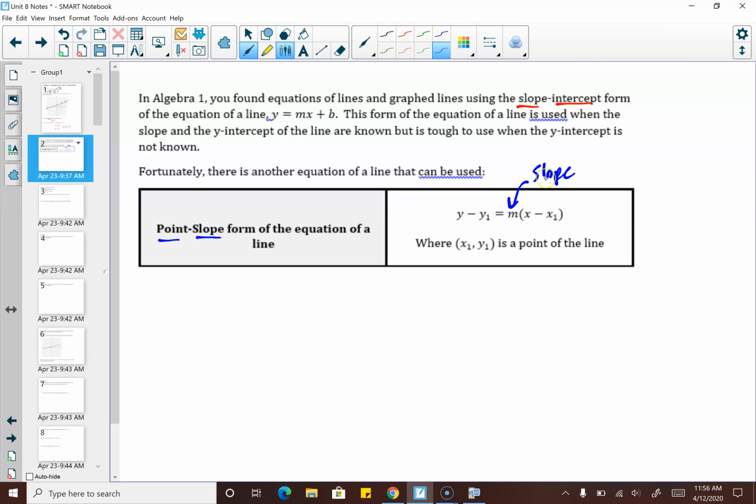The y1 and the x1 are going to be some sort of point on your line. Now, obviously, there's an infinite number of points on the line, so you just pick any one that you would like. I also want to turn your attention to the fact that there are minus signs in here, so we have to be careful when we write our equations, especially if there are negatives.